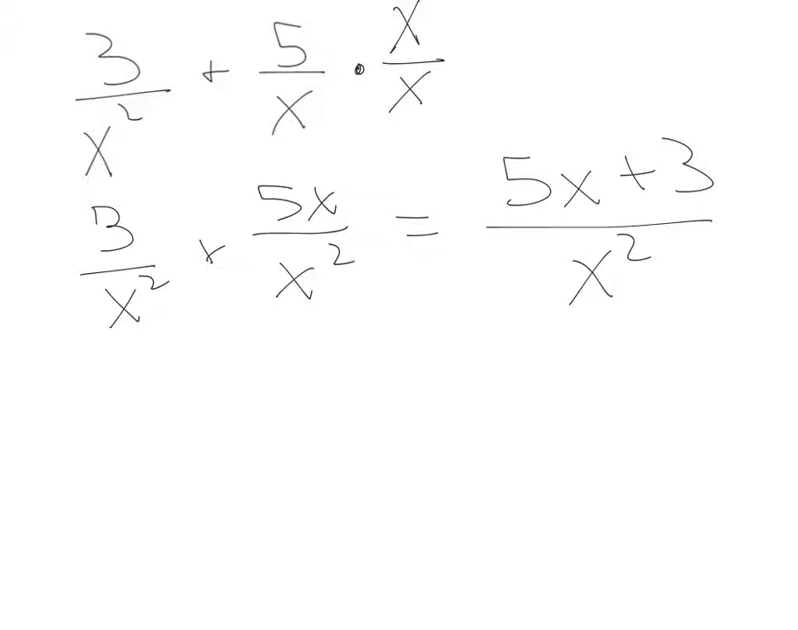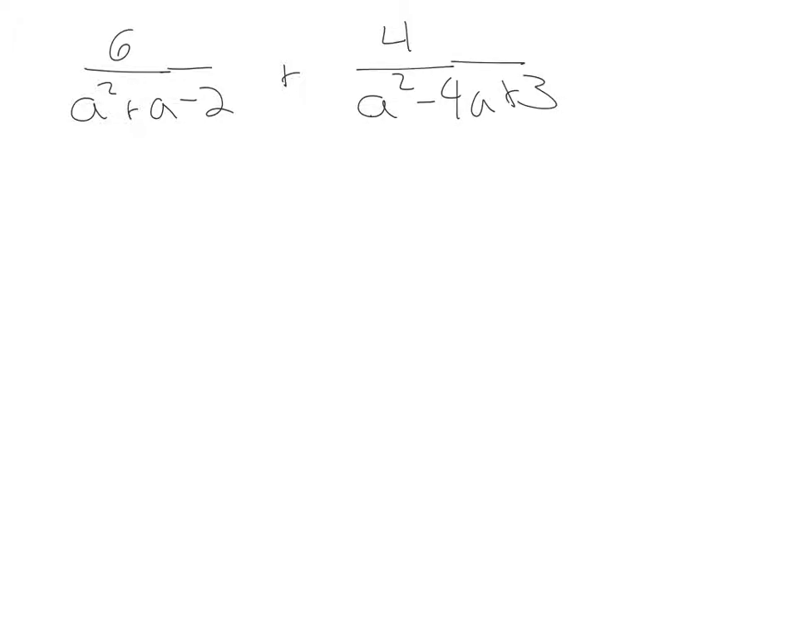You're always going to be looking for what does this denominator have that this denominator doesn't have, and maybe both are missing something and you have to do multiplication in both cases. Let's look at an example like that. Here we have 6 over a squared plus a minus 2. We want to add that to 4 over a squared minus 4a plus 3. Okay, here the denominators are not the same, and it's not readily apparent how we're going to make them the same.